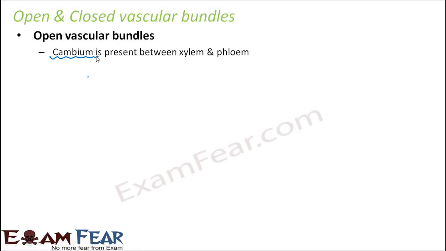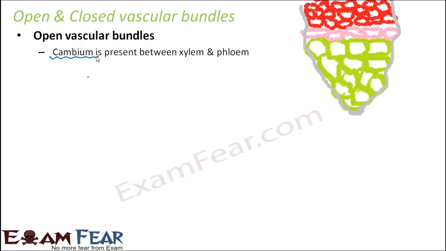Right? So if this cambium is present between xylem and phloem, then we call this an open vascular bundle. Why open? Because if cambium is present, the meristematic tissues are present, then more and more new cells will be formed. So the vascular bundles will keep on increasing. So that is why it is open vascular bundle.